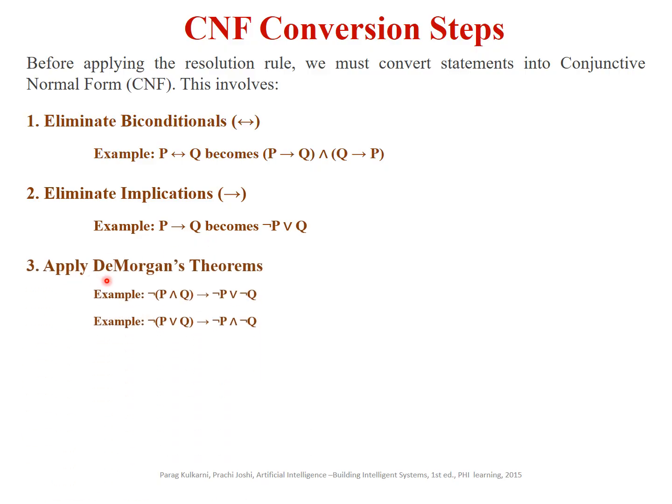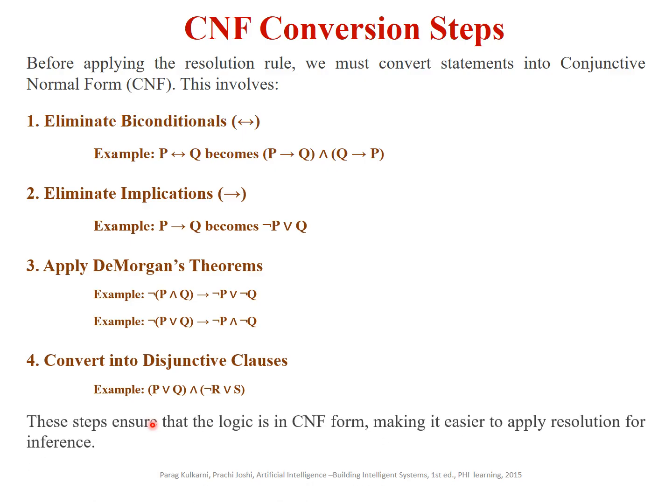And number three, we apply De Morgan's theorems. So this expression will get changed like this. The fourth step is we are converting it to disjunctive clauses. So all the clauses will get changed to disjunctive clauses like this. In this way, these steps ensure that the logic is in CNF form, which makes it easier to apply the resolution for inference.